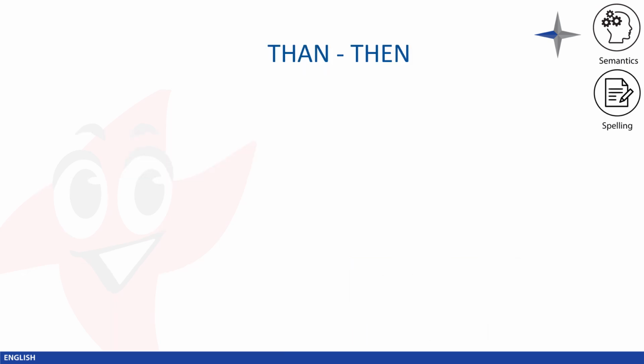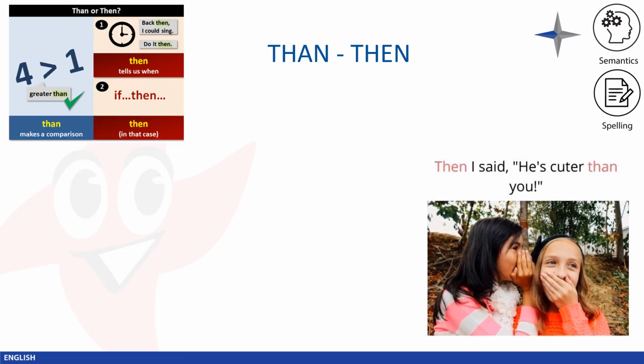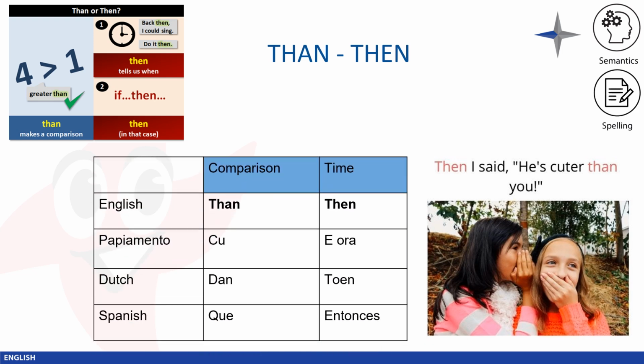Now it's the turn of than and then. Well, one with the A and the other with the E. Let's see what we can deal with here. So then I said he's cuter than you. Big difference between these. The than with an A is comparison, and the then with an E is a time element. So that's why you can compare: he is cuter than, with an A, and then the time when, then I said it.